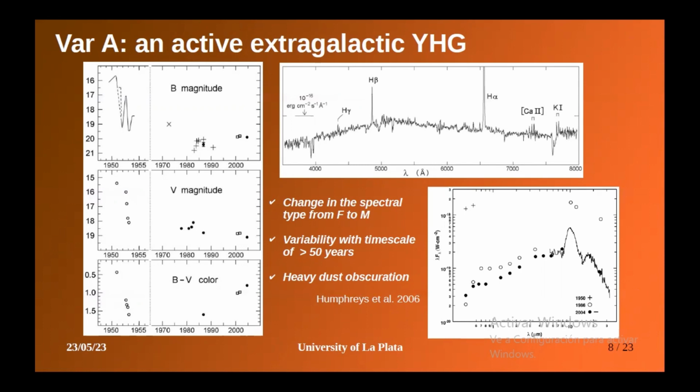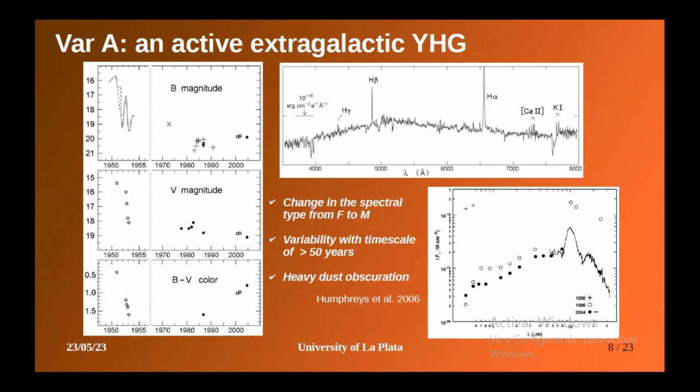with evidence of excess. In 2004, the dust has started clearing out, but still the star remains obscured. Possibly the flux is escaping away from the line of sight. And this is VAR A, the spectacular VAR A.